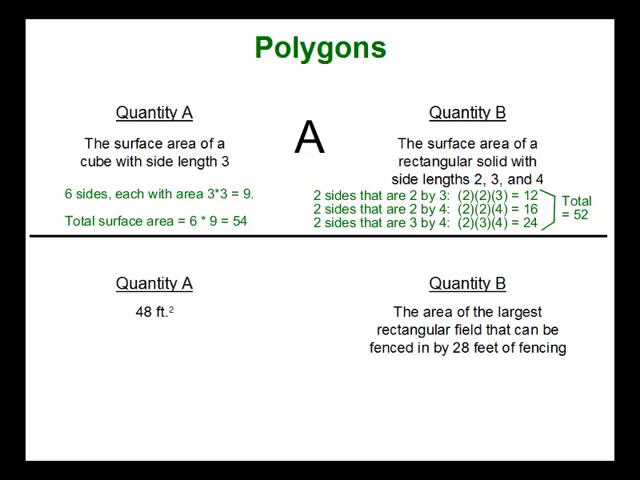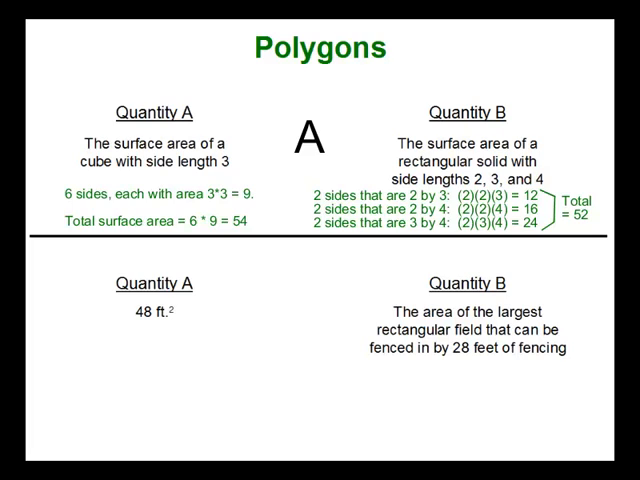But there are 6 identical sides, so that kind of cuts down on the math. In a rectangular solid that's different dimensions each way, you have to think about opposite sides. So you have 2 sides, on either side of the solid, that are 2 by 3, 2 that are 2 by 4, and 2 that are 3 by 4. And just multiply that out and then sum them up. And the total is 52, so A is still greater.